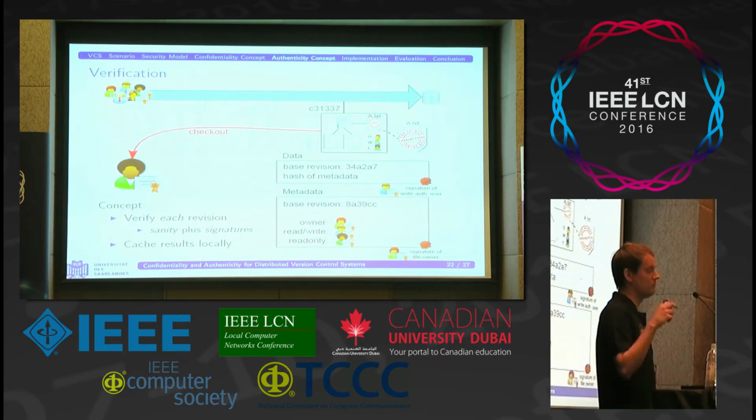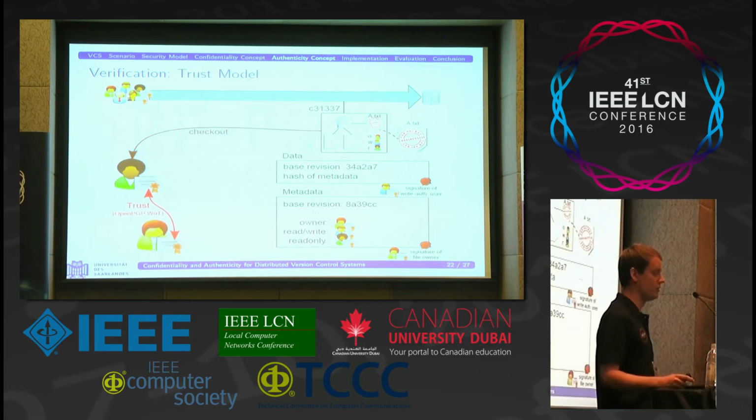For this, he first of all has to check the signatures, that's clear, and he also has to check for sanity, so he basically has to check whether the base revision pointers are correct. This might take some time during an initial checkout, but these results can be cached locally by the user, so since revisions are immutable, he only has to perform that once per revision.